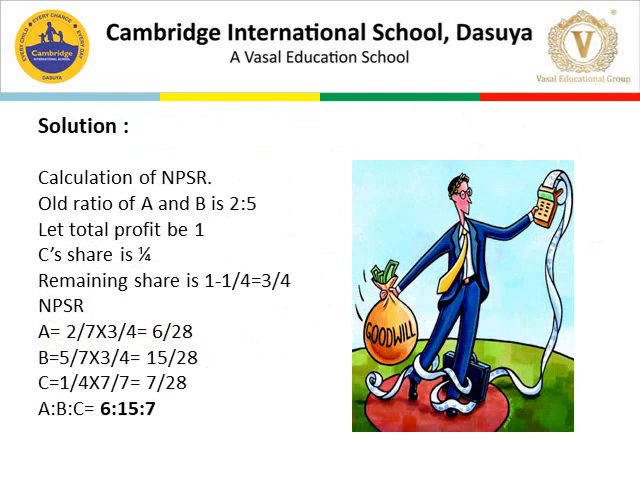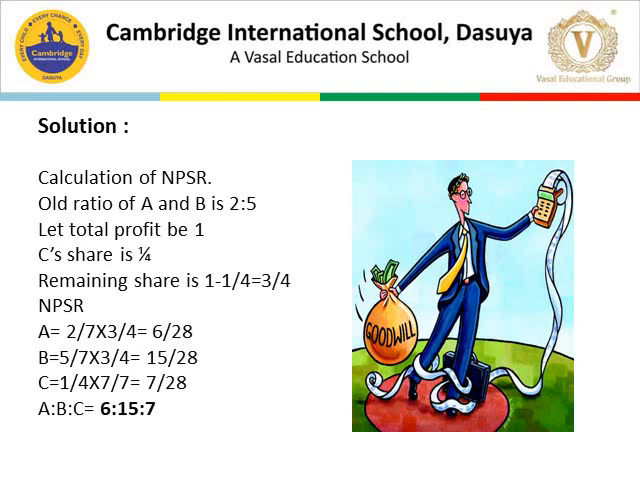First, we have to calculate the new profit sharing ratio. Old ratio of A and B is 2:5. Because it's a particular type of question in which the incoming partner's share is given clearly, that is 1/4, we let the total profit be 1. C's share of profit is 1/4. Then the remaining share is 1 minus 1/4, so we are left with 3/4 for the remaining partners or old partners.